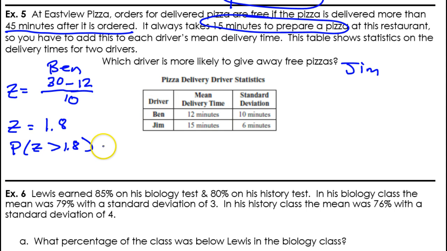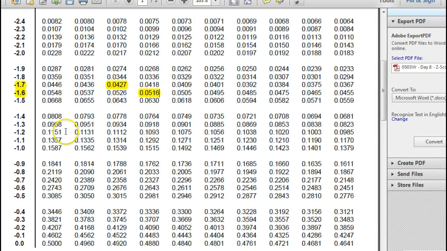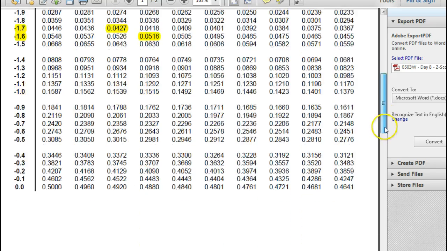Is this a situation where I'm going to read the percentage right off the chart, or is this where I need to subtract from 100? This time you have to subtract from 100. Greater than 1.8 is what we're looking for. Okay, so we go to the chart. We find 1.8.